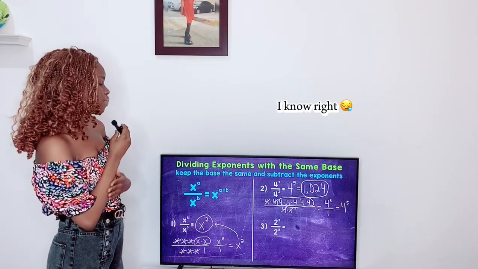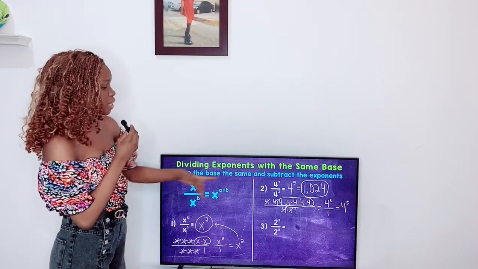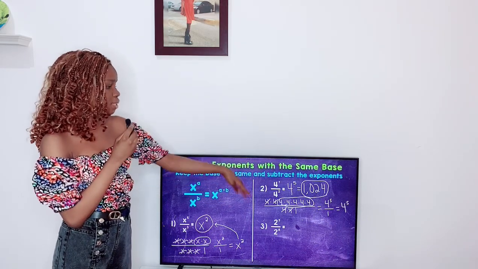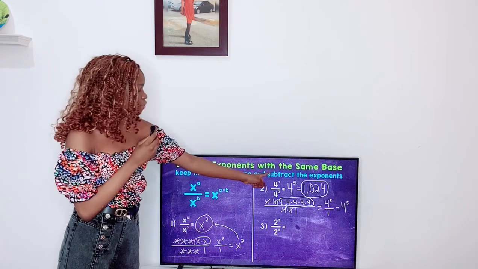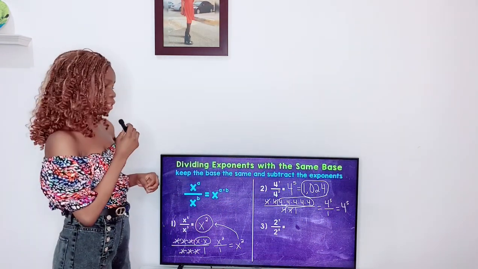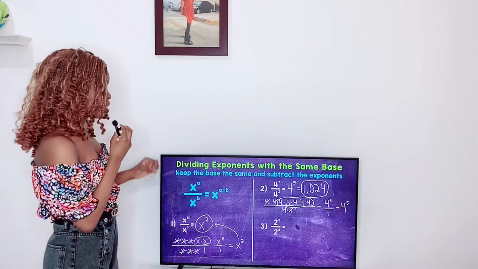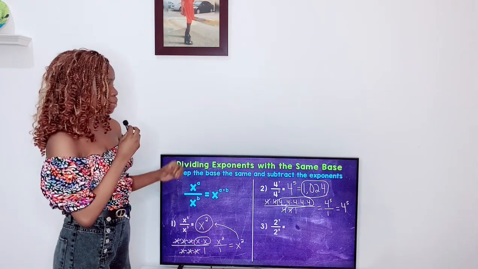But basically, 7 minus 2 is going to give us 4 raised to the power of 5, because remember, subtract the exponents. 7 and 2 are the exponents here. The base, which is 4, will remain the same, okay? We want to write it in expanded form.